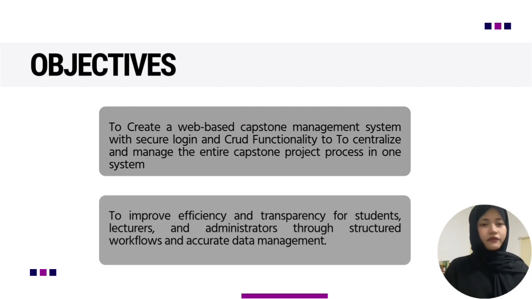Moving on to the objectives of the project, our project has two main objectives. The first objective is to centralize and manage the entire CAPSTONE project process in one system. This includes proposal submission, supervisor approval, project development, final submission, and evaluation, all managed through a single web-based platform. The second objective is to improve efficiency and transparency for students, lecturers, and administrators. Students can easily track their project status, lecturers can manage supervision and grading more efficiently, and administrators can monitor overall progress with accurate and organized data.